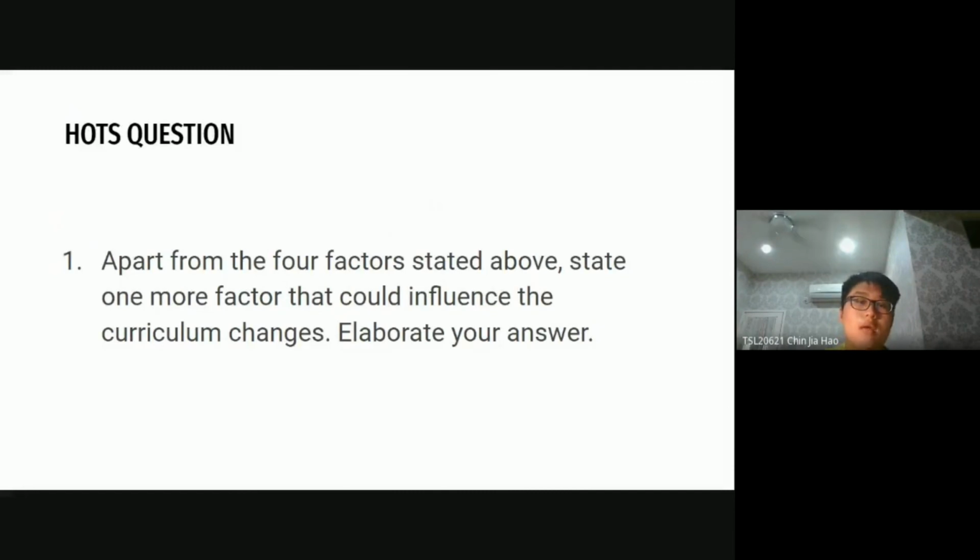All right. So here is a hot question. Apart from the four factors stated above, state one more factor that could influence the curriculum changes. You have to elaborate your answer.